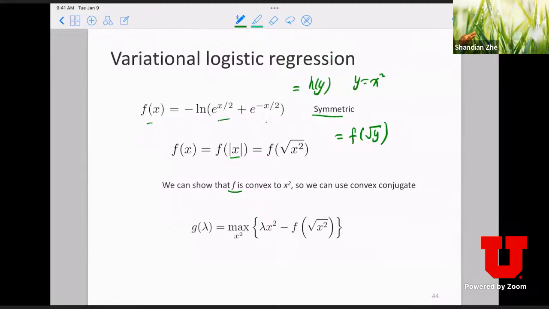This is due to this symmetry. So if you view this form as a function of x squared, or in other words, h of y equals f of square root of y, then it is relatively easy to show that h is convex in y. So in other words, f is convex in x squared. And you can verify this by yourself. The computation is a little bit tedious, but it's not hard. It's just a manual verification, nothing else.